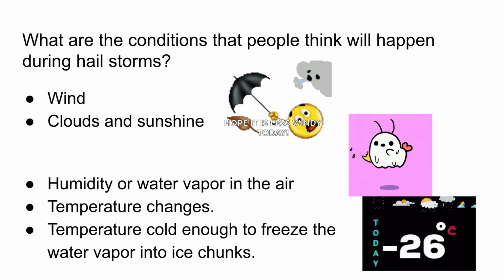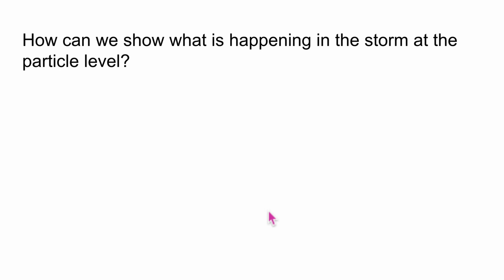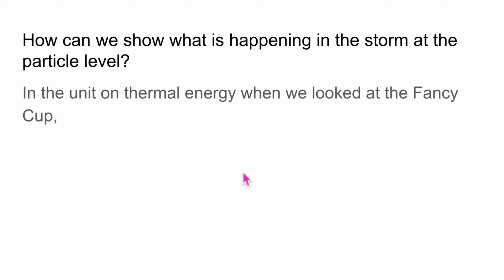And we know liquid water freezes at 0 degrees Celsius. Is that cold enough to make hail? Does it have to be much colder than that? How can we show what's happening in the storm at the particle level?